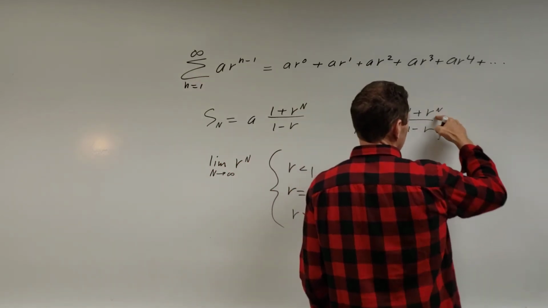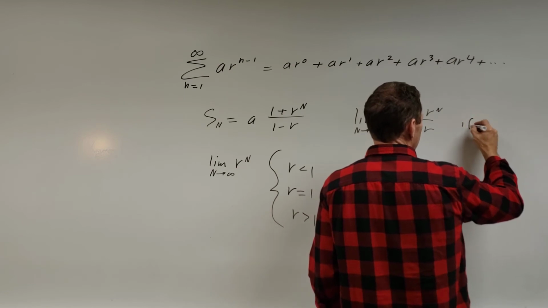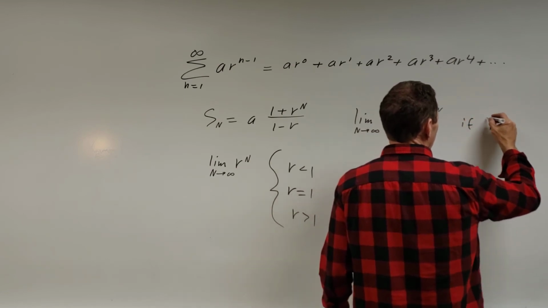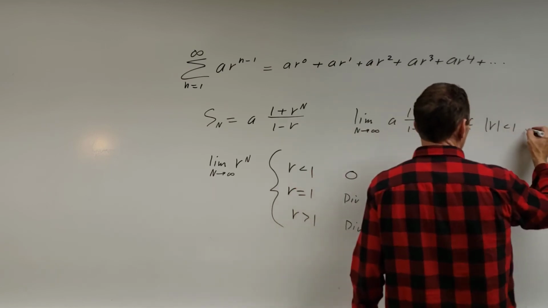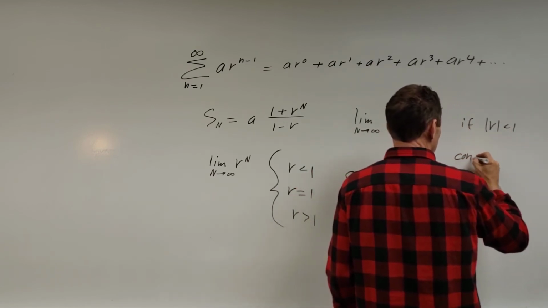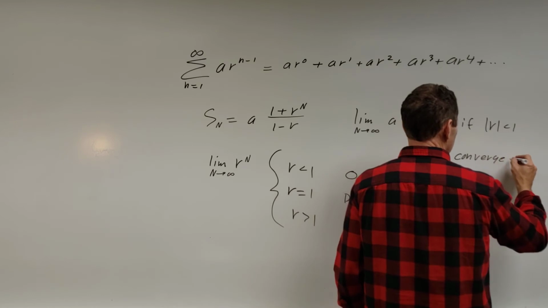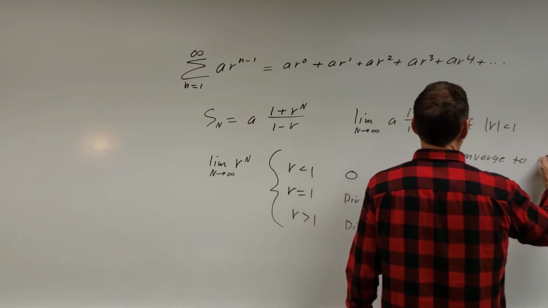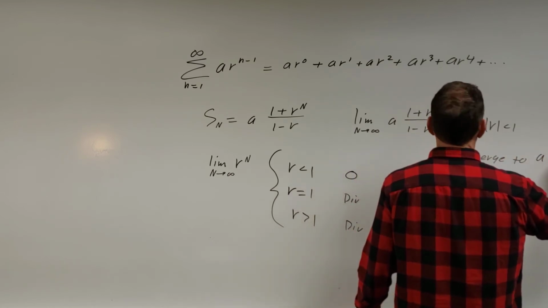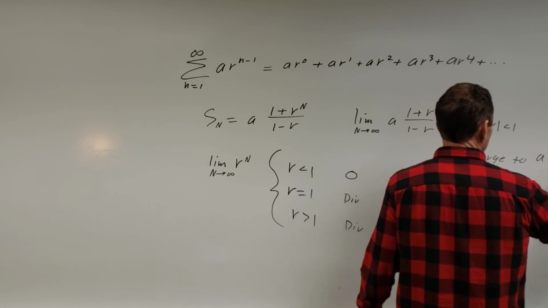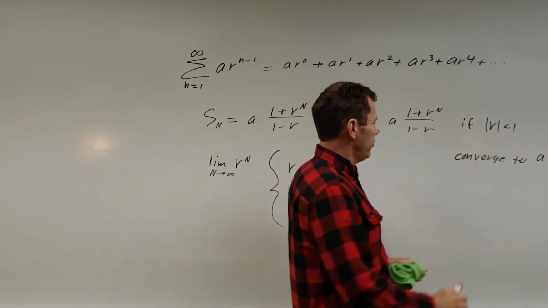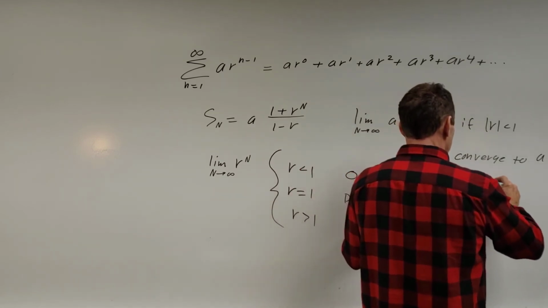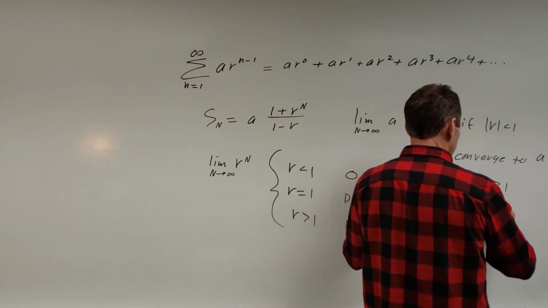So this thing right here converges. This guy goes to 0 if r in absolute values is less than 1. This guy will converge to a times 1 over 1 minus r, because that will go to 0. If r is bigger than 1 in absolute values, if r is greater than or equal to 1, this guy will diverge.